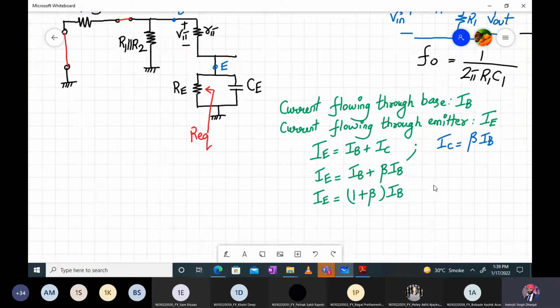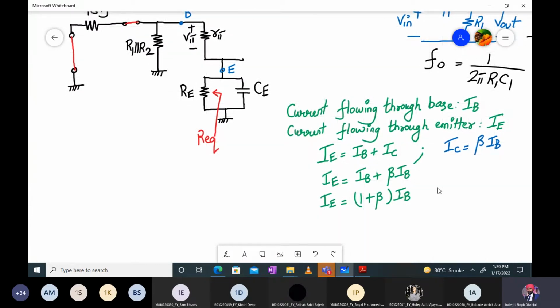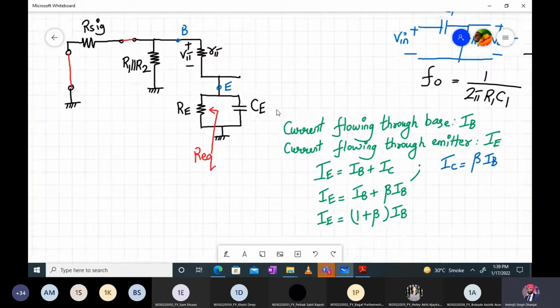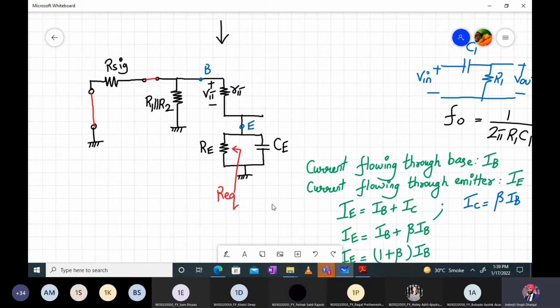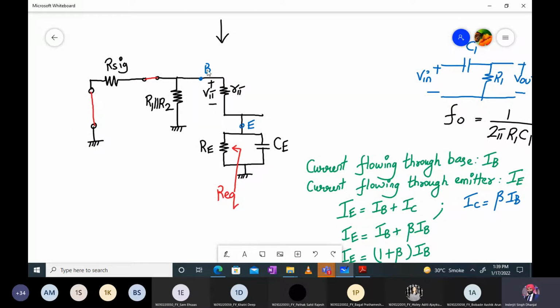Now what does this mean? Can you tell me the current flowing through IE is how much? Emitter current only, no? The current flowing through RE is emitter current only. What is the current flowing through R pi? Can anyone tell me? Because R pi is going into the base terminal. So how can I write it over here? What is the current flowing through R pi?